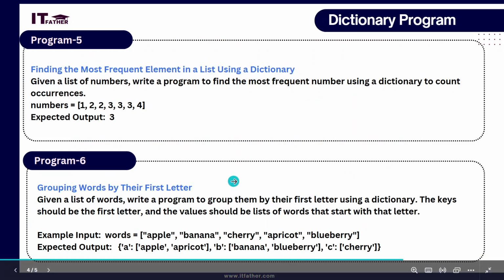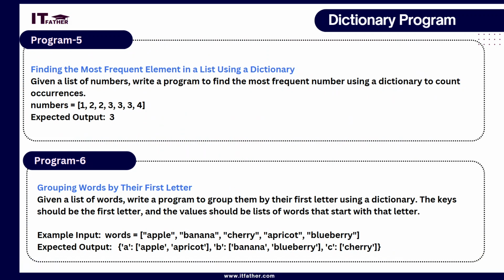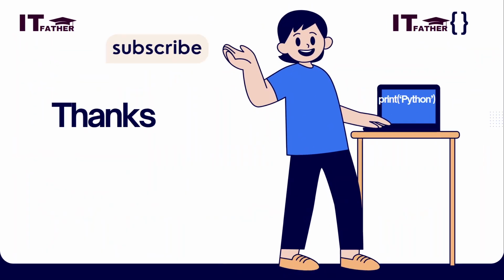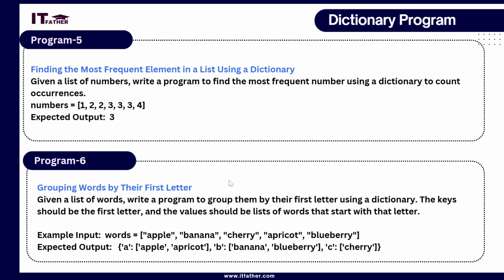Next program we have is finding the most frequent element in a list using a dictionary. Given a list of numbers, write a program to find the most frequent number using a dictionary to count the occurrences. For example, if we have a list of numbers 1, 2, 2, 3, 3, 3, 4, then the most frequent number is 3, means we have to count the maximum occurrence of a number in the dictionary. Then how to do it? So means we have to make a dictionary in which keys and values are given, and values we have to count simply. So what to do?